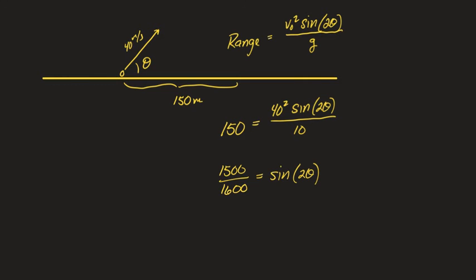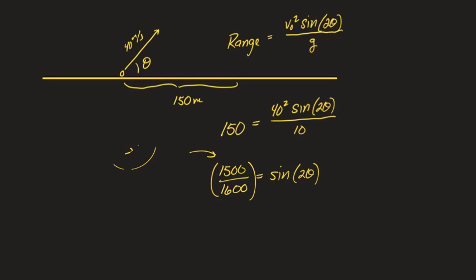Multiplied both sides by 10, got 1,500. Divided both sides by 40 squared, which is 1,600. This fraction is important. It's the launch velocity and the launch range. It's range over velocity. If this fraction is greater than 1, you can't hit the target because there is no sine that can be greater than 1. So you didn't do anything wrong. There just isn't an angle that will hit that target. So this number has to be less than 1, or there is no answer.